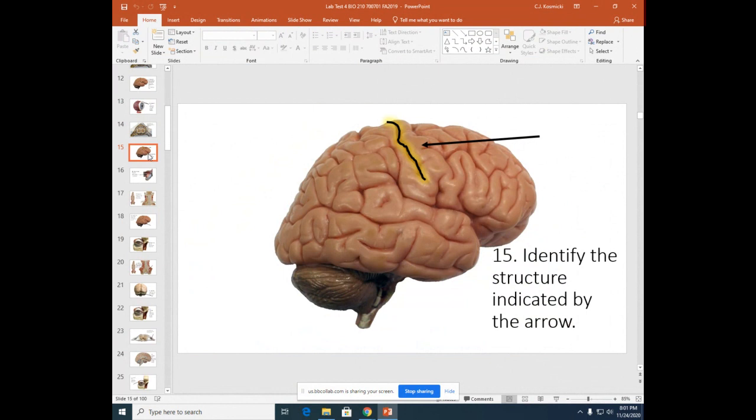Back to the brain. Identify the structure indicated by the arrow. Okay. By the way, that structure is in front of that line. It's not what the line is. Okay, it's the structure in front of that line. Very important, the primary motor cortex, functionally or physiologically, but anatomically or structurally, we refer to that as the precentral gyrus.